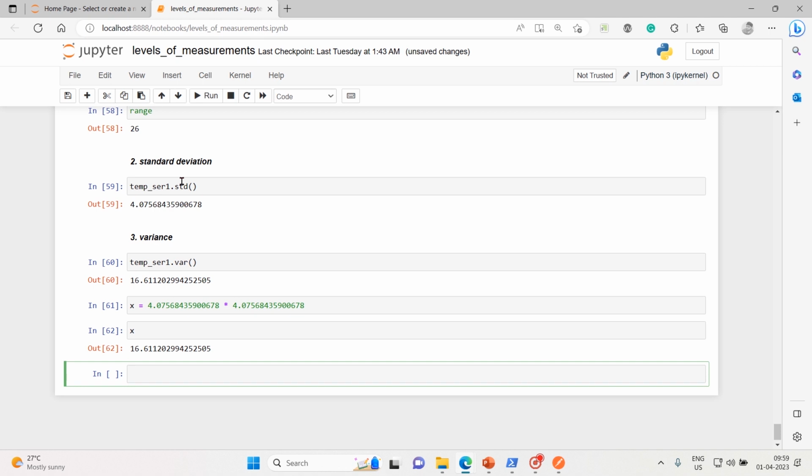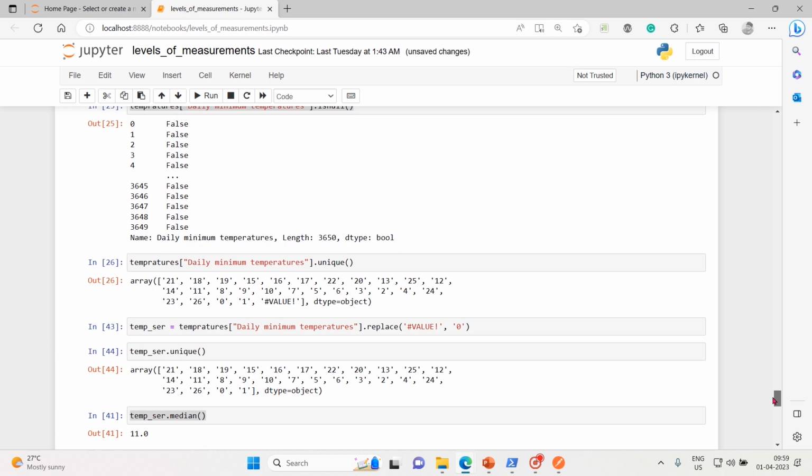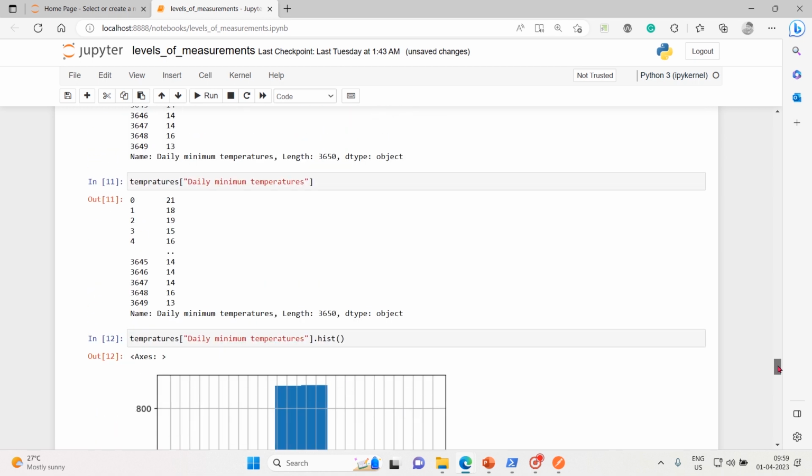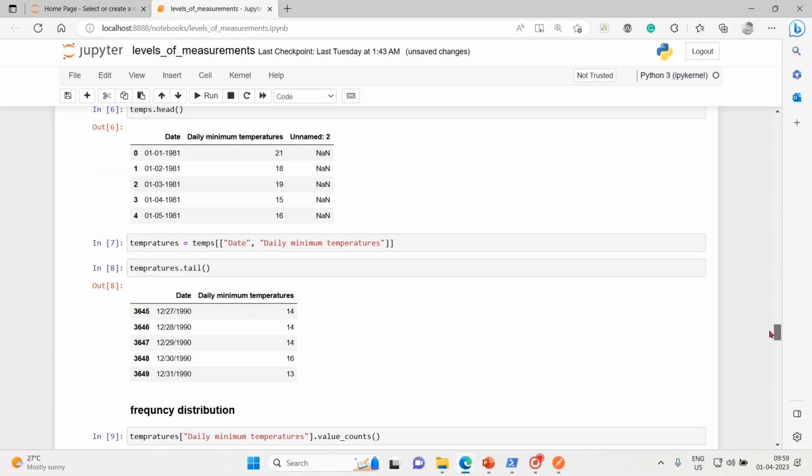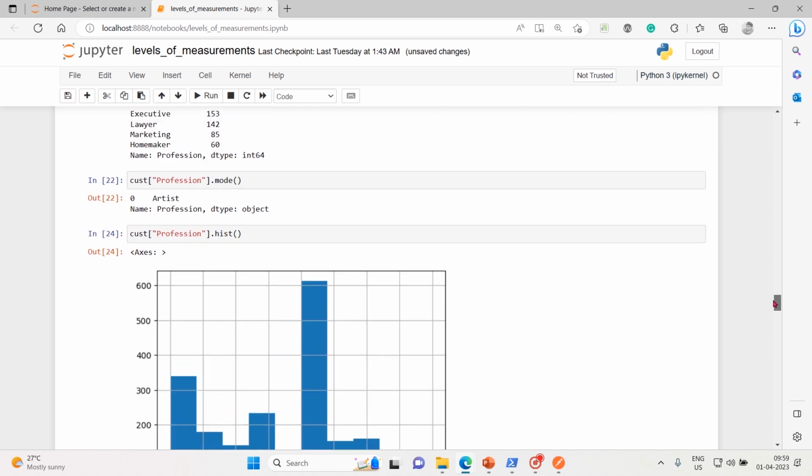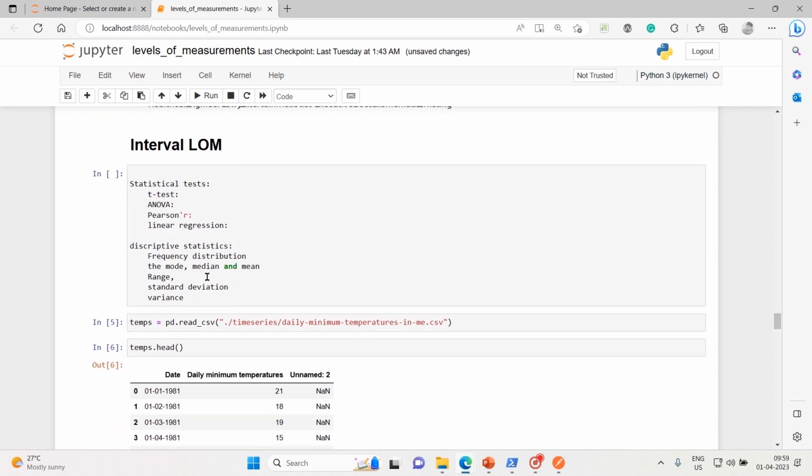16.61120295, because variance is the square of the standard deviation, or in other words, standard deviation is the square root of variance. So these are the different methods, the different descriptive statistics, that we can use to understand the interval data better. This is what we have seen so far.